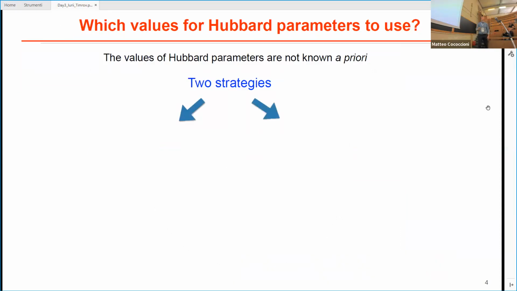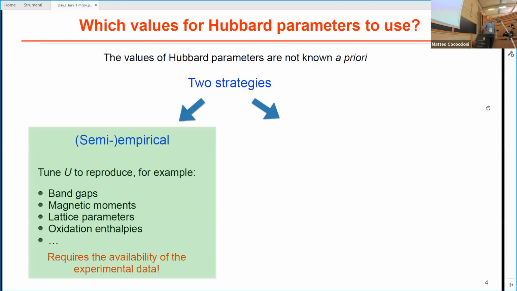So, okay, let's start with the Hubbard parameters. This is really the key. When you want to use DFT+U, it's really the most important thing you need to take care of. There are two strategies. One is the semi-empirical one, where you sort of try to guess Hubbard U or try to tune it to reproduce some experimental properties of interest, such as band gaps, magnetic moments, lattice parameters, oxidation enthalpies. But if you want to follow this path, you need to have reference experimental data. But this method is really, really popular because it's very, let's say, simple.